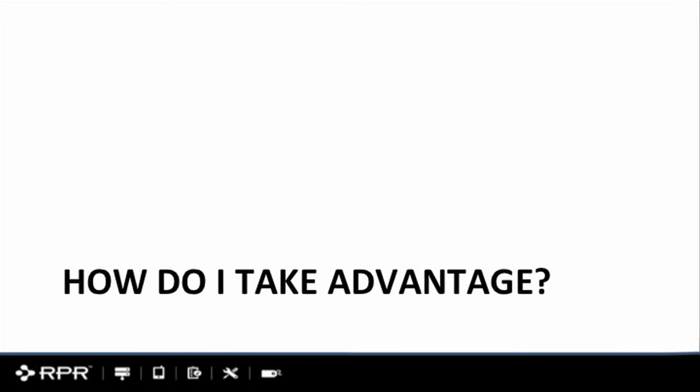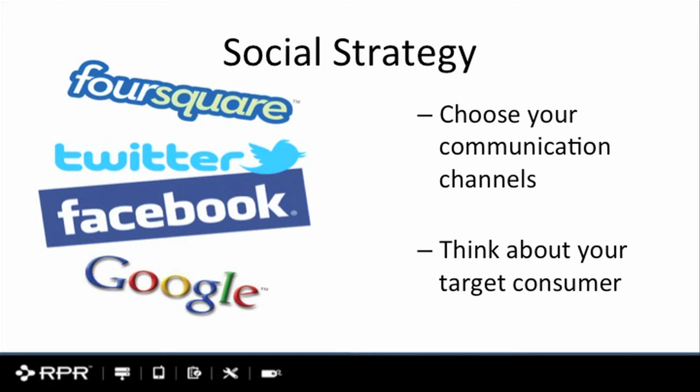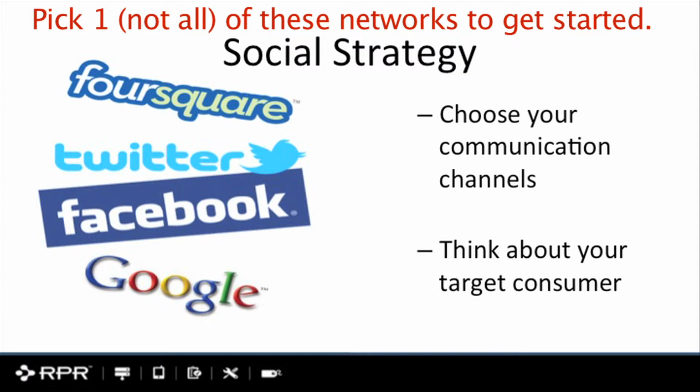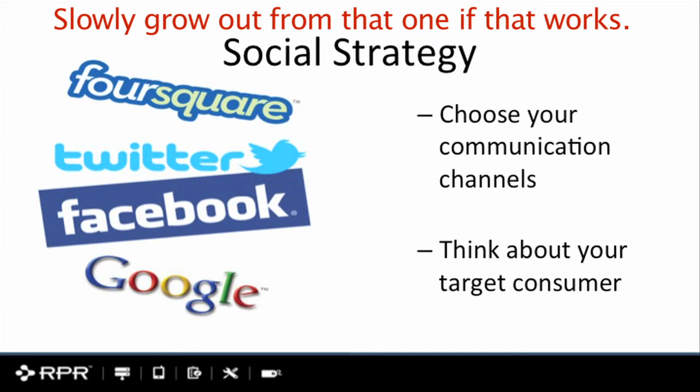Right? Okay, well, here's 3 different ways that I want to help you get started. Okay, so 3 things we're going to identify. Number 1, you need to set your social strategy. What that means is you're going to need to pick one, not all, one of these networks, okay? I say not all because if you try to do everything at once, you're going to burn out. It's not going to work. You want to actually be able to spend some time in one given network and then slowly grow up from that if that works. I tend to be in all these, but I wouldn't wish it on any of you. It's a huge time sink.